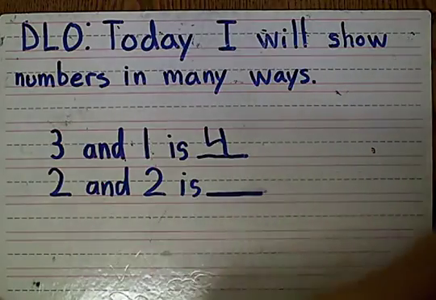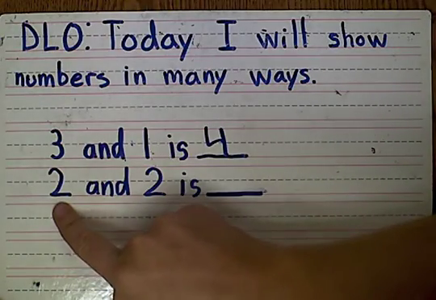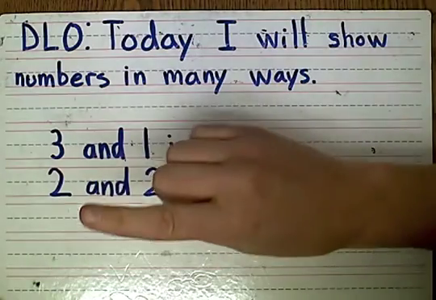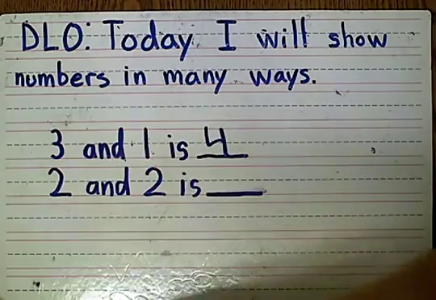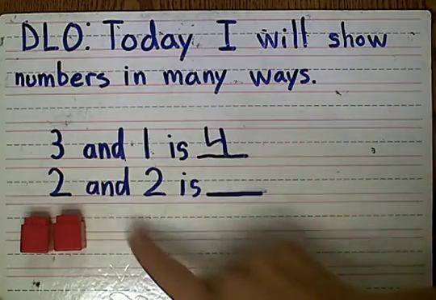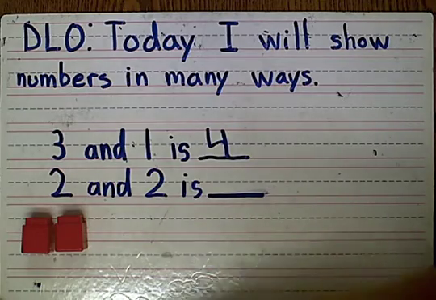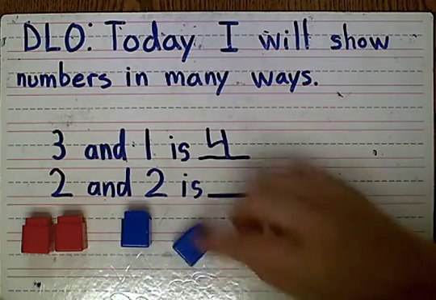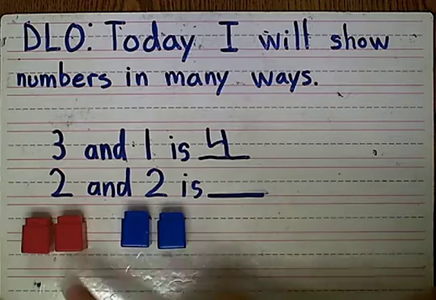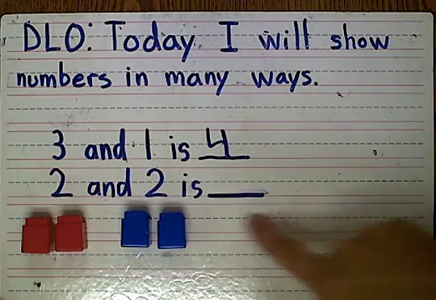2 and 2. I'm going to use my cubes again. I'll start with red. What's our first number? 2. Let's count. 1, 2. And what number is this? 2. Let's build this one. I'm going to use my blue. 1, 2. My little sentence here says 2 and 2 is blank.